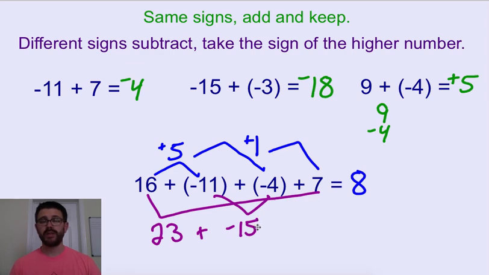23 plus -15, they have different signs, so I'm going to subtract. 23 minus 15. Do a little borrowing, and I get 8. Take the sign of the bigger number. The positive was bigger, so it is indeed +8.